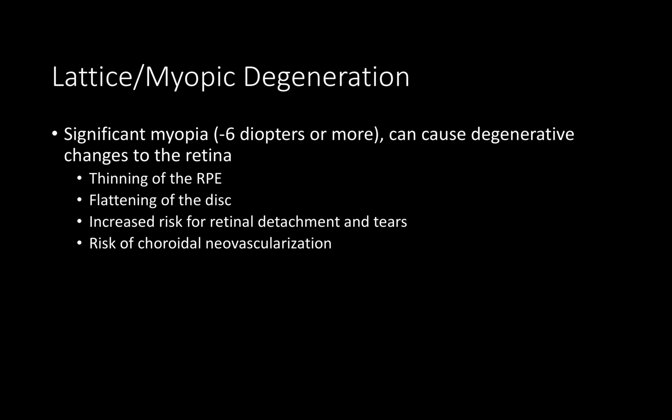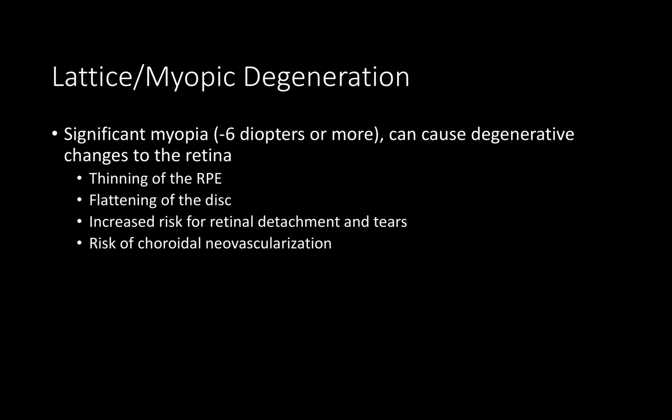So moving on to lattice or myopic degeneration. Lattice degeneration really only happens in individuals with significant myopia. When we're talking significant, we're typically talking upwards of nearly double digits in myopia, -6 diopters or more. This level of myopia can cause degenerative changes, and these changes can look like thinning in lots of different areas of the retina, but particular to the RPE.